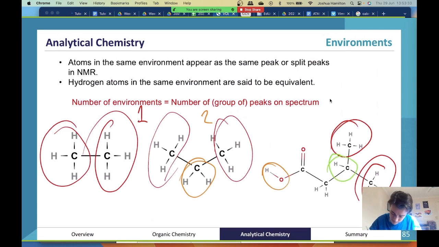This and then this are different. There's 1 here and it's coming off 2 CH3s. This one has 2 and it's coming off a carboxylic acid. So in this case here, we've got 1, 2, 3, we've got 4 different environments. So the number of peaks on the spectrum will be 4 for this one.